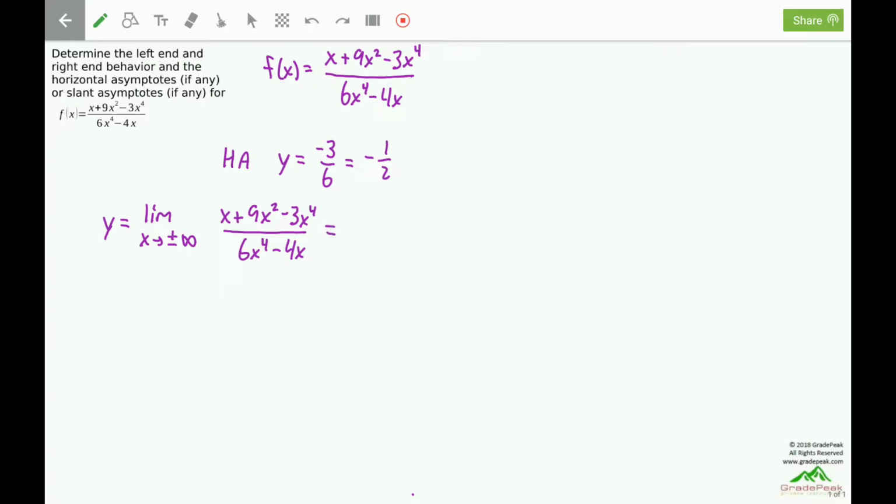The first thing to do is divide the numerator and denominator by the highest power of x in the denominator. That's x to the 4. So we will now divide each term in the numerator by x to the 4, and each term in the denominator also by x to the 4.